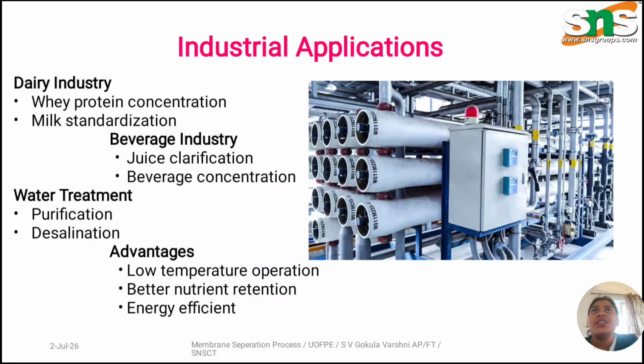Membrane separation has become indispensable in modern food processing industries. In dairy engineering, ultrafiltration is used. In the beverage industry, membrane filtration is used to concentrate fruit juice without affecting the flavor. In water treatment plants, reverse osmosis removes dissolved salts. The technology is also applied in pharmaceutical manufacturing, biotechnology, wine clarification, sugar processing, and wastewater treatment. Some important advantages include low temperature processing, high product quality, better nutrition retention, energy efficiency, and environmentally friendly operation.